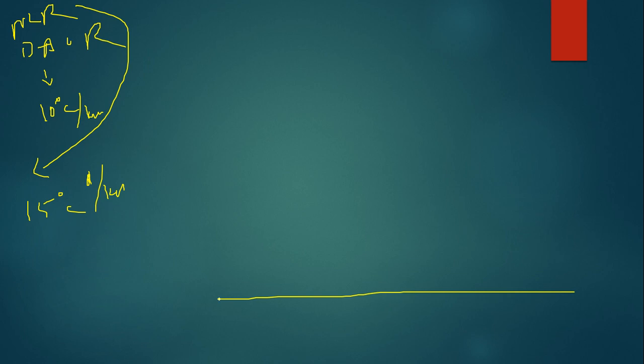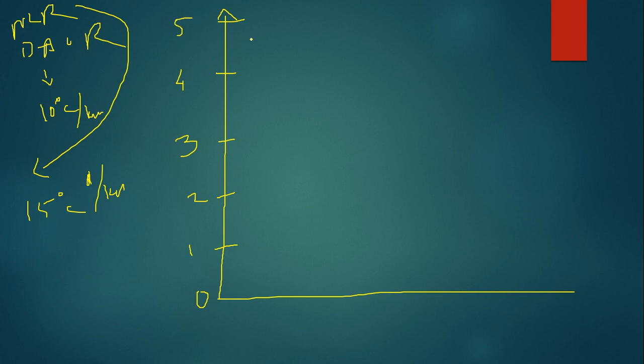Now, my y-axis is indicating the elevation, so from the ground surface the elevation is 0. This is 1 kilometer, 2 kilometer, 3 kilometer, 4, 5. So here the y-axis is indicating the elevation in kilometer.